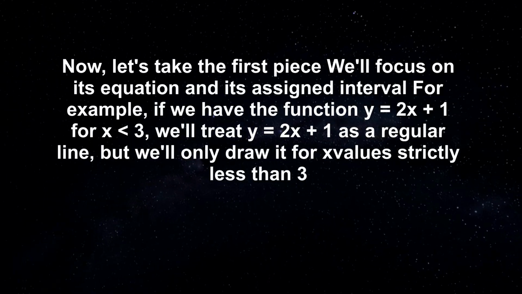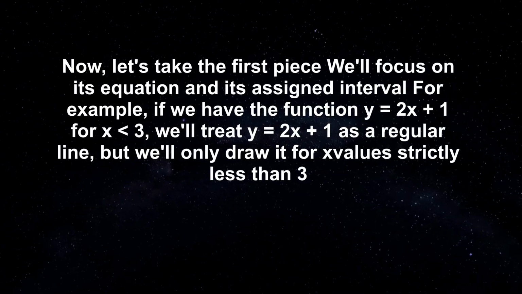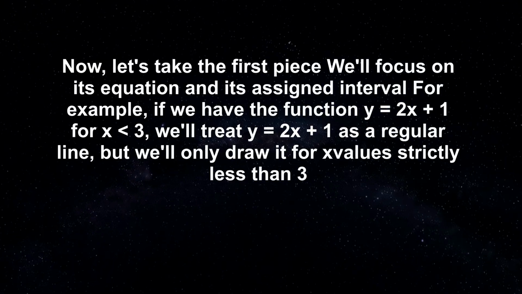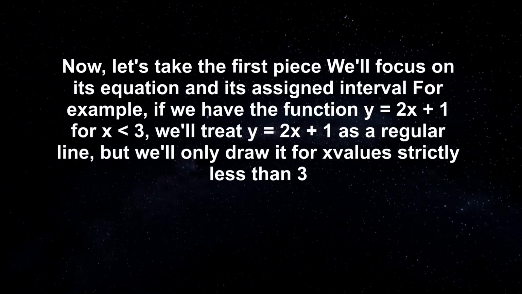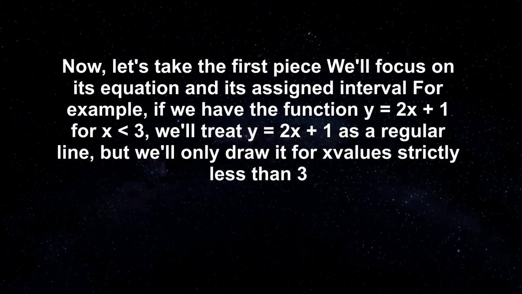Now, let's take the first piece. We'll focus on its equation and its assigned interval. For example, if we have the function y equals 2x plus 1 for x < 3, we'll treat y equals 2x plus 1 as a regular line, but we'll only draw it for x values strictly less than 3.